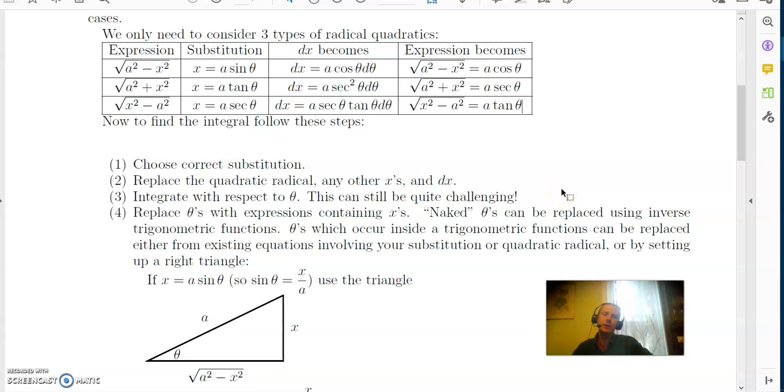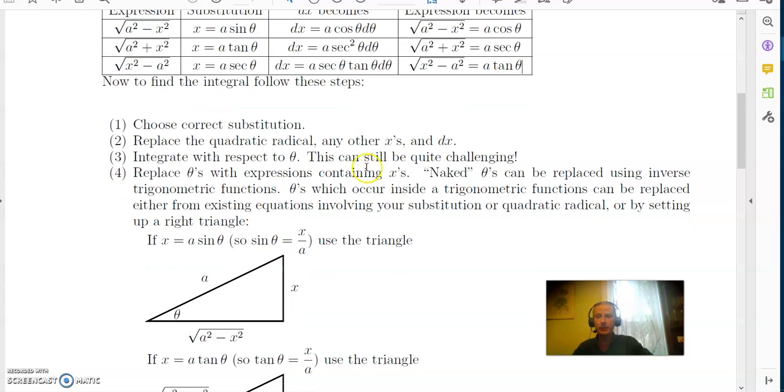At this point, you now have an integral in terms of theta, and you have to integrate with respect to theta. This can be really hard. You're always going to get one of those trigonometric integrals that we covered in the last section. However, they'll often be in a strange form with stuff in the bottom of a fraction where you're not used to it. So you're going to have to really work at some of these. After you've integrated, you then need to replace thetas with expressions containing x's. A theta by itself can be replaced using inverse trigonometric functions like arcsine or arctangent.